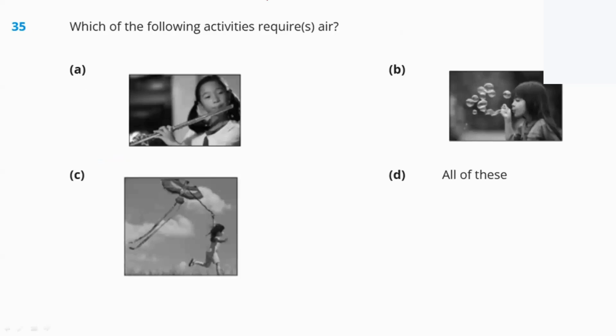Next, the following activities require air. She's playing a flute, she's blowing bubbles, and then playing with a kite. So all of these require air. So option number D is our right answer.